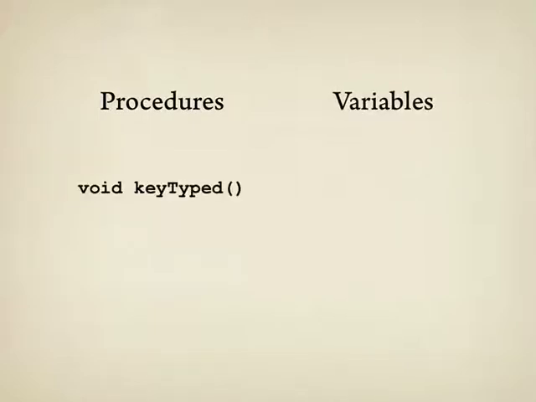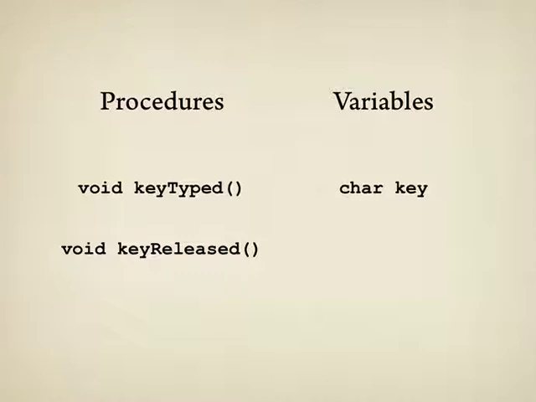The first procedure is called keyTyped. It's of type void, so it doesn't return anything, and it doesn't take any arguments. If you have a function called keyTyped in your program, Processing will call it every time a key goes down. If you have a function called keyReleased in your program, Processing will call it every time a key comes up. And so that you know which key went down or came up, there's a global variable. It's a char and its name is key.